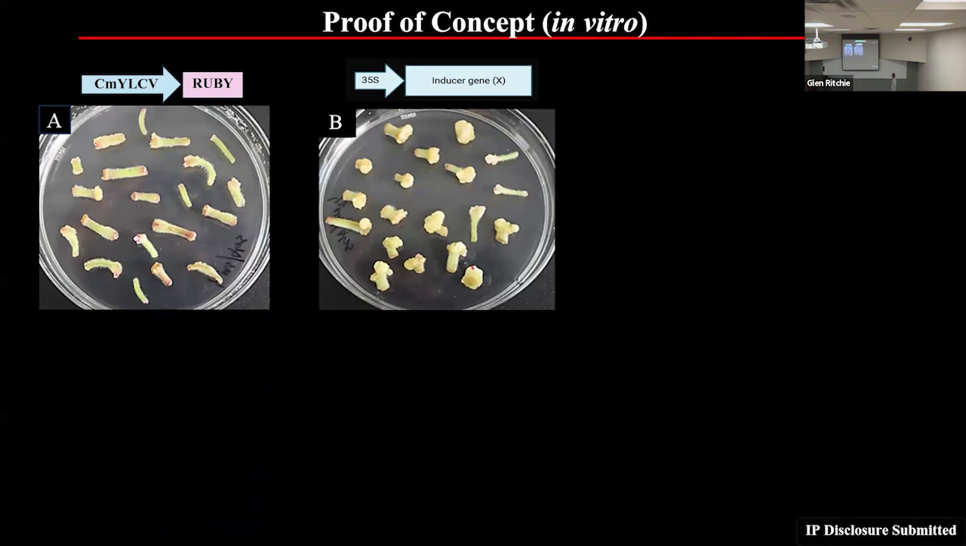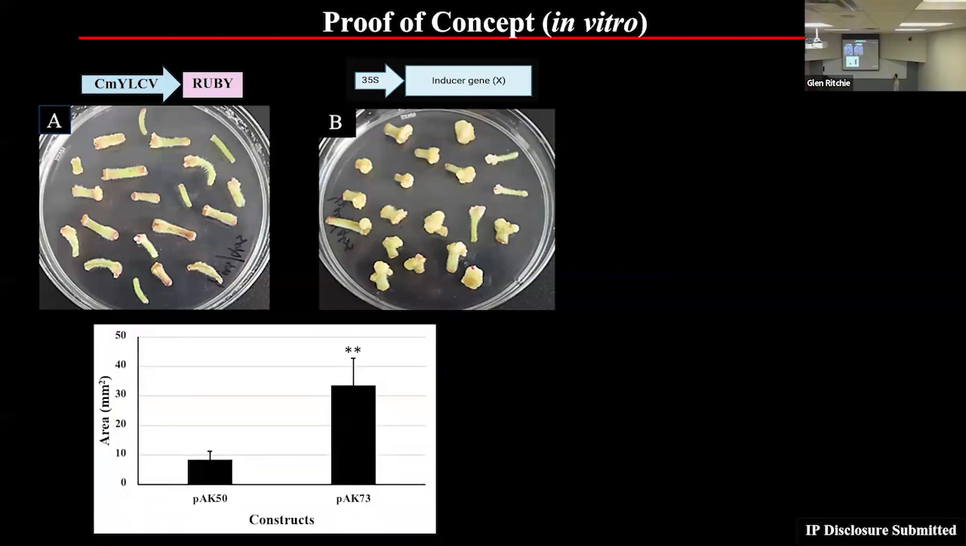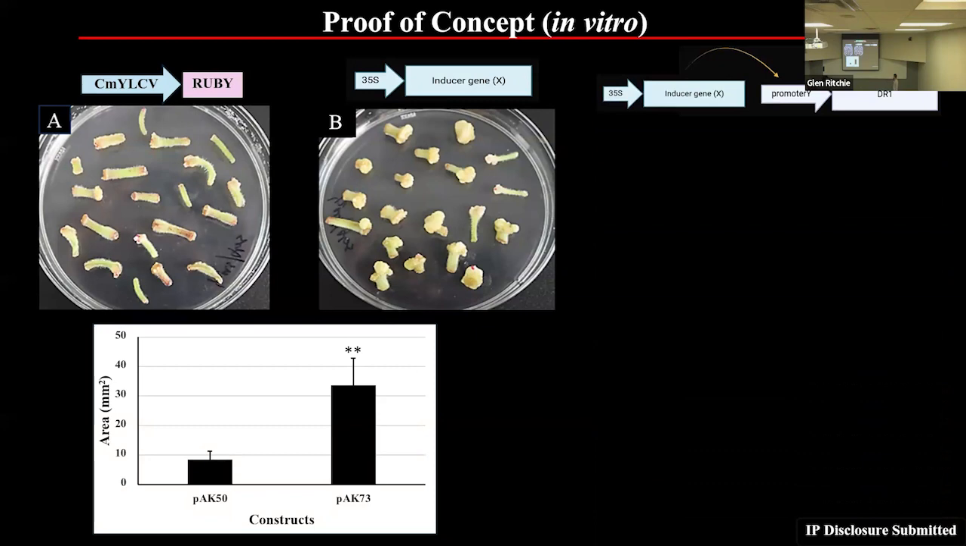As you can see here, with only Ruby, we can just see the expression of Ruby, the red region there. There is no proliferation or differentiation of the cells. But when there is an inducer gene under the 35S promoter, you can see massive callus formation. And callus formation, like I said, is the prerequisite for the regeneration of a new plant. So the 35S promoter guiding the inducer gene produces a lot of calluses, and I measured the area of these calluses, and PAK50 is that one, and 73 is this construct. As you can see, the area of callus is significantly larger with the inducer gene compared to just an empty construct.